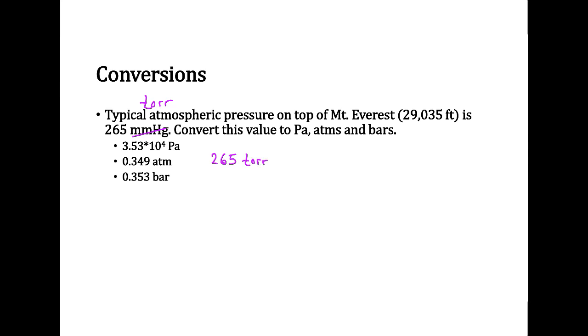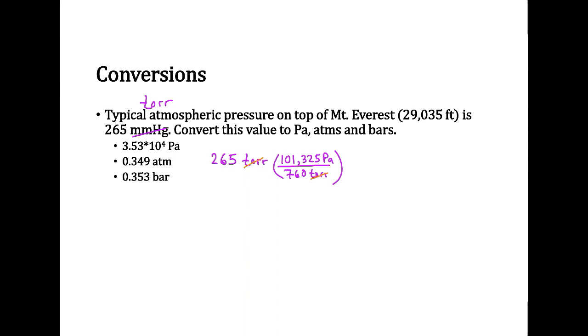Now we need to convert the 265 torr to pascals. So using one of our equivalencies on the previous slide, we know that there are 101,325 pascals for every 760 torr. So torr will have to go in the denominator, so our units cancel out, so torrs cancel. We'll be left with pascals. You should get 3.53 times 10 to the 4th pascals.